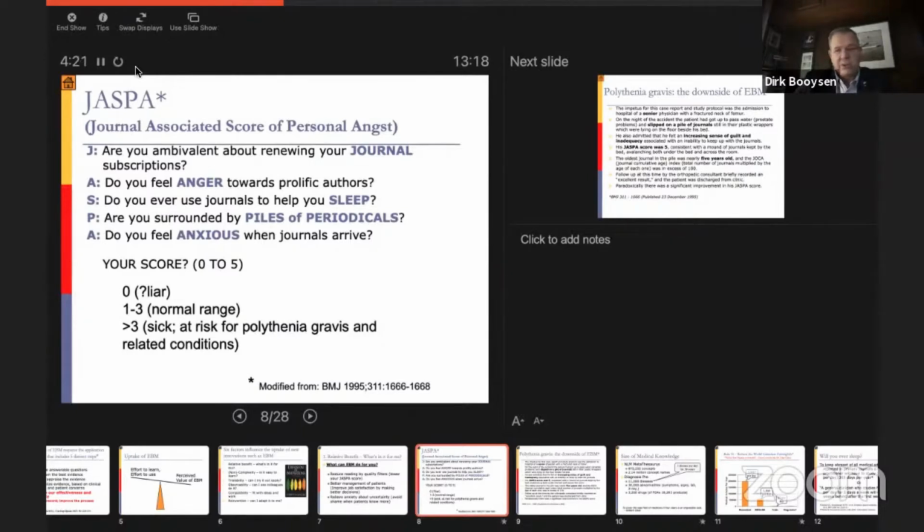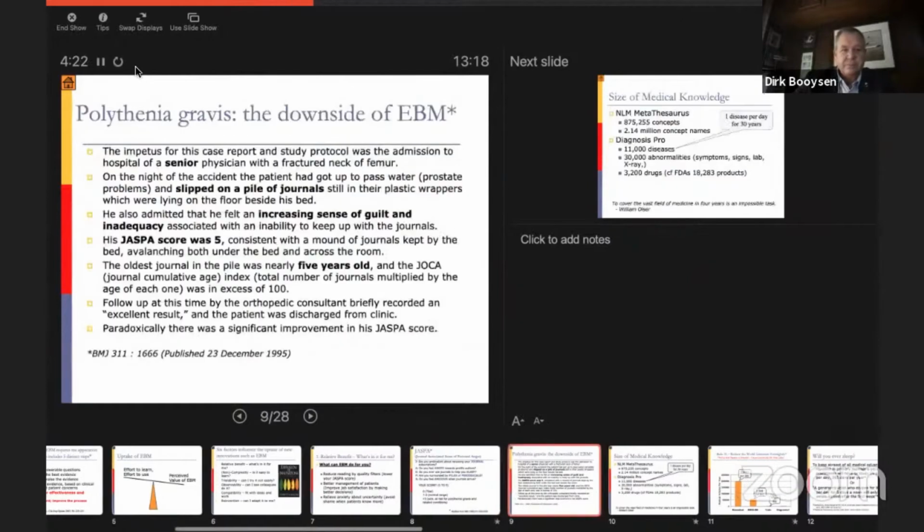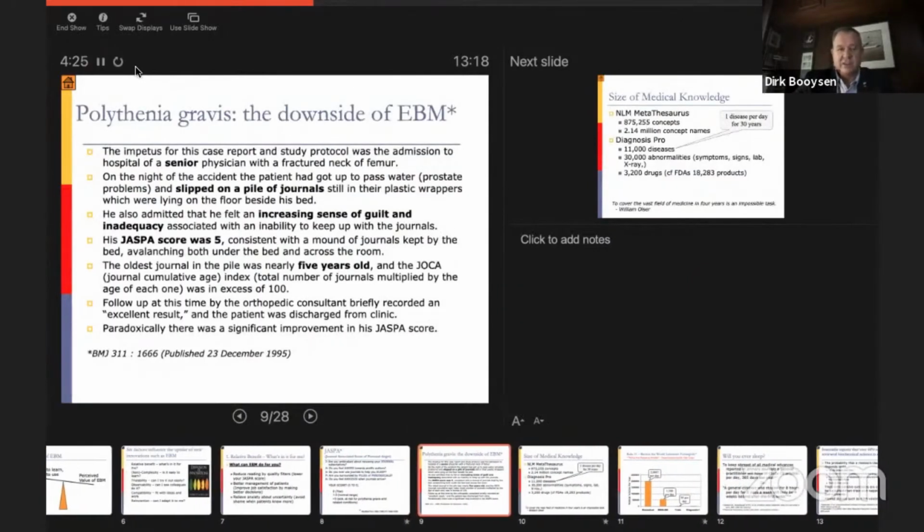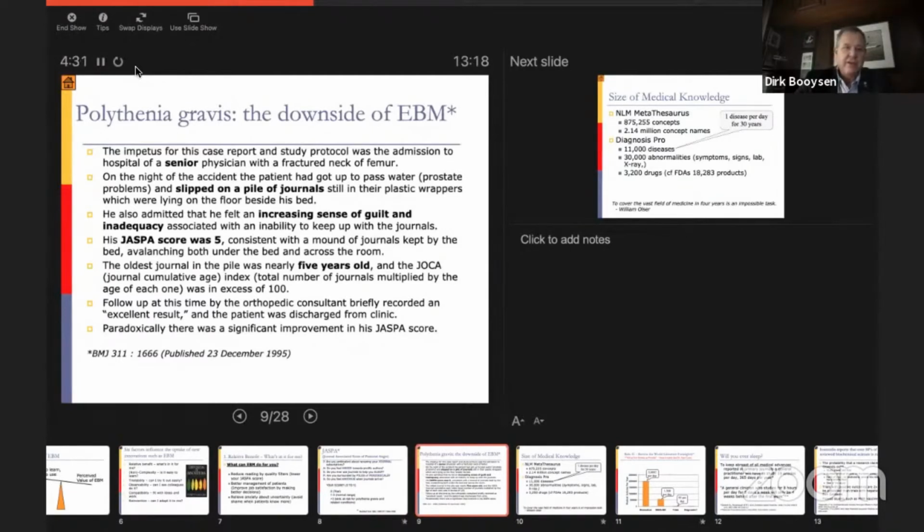So let's talk a little bit about polycythemia gravis. This is the downside of EBM. So have a look at what happened to a senior physician, and senior, read older, who fractured the neck of his femur. One night, what he did is, obviously he's got some prostate problems, so he got up to go to the loo, and then he stepped on a pile of journals which were still in their plastic sheathing, and he slipped and he broke his femur.